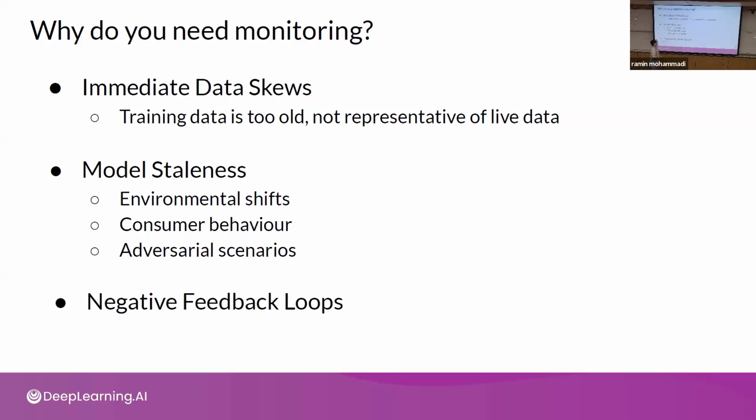The other one is model staleness. That's when there have been changes in the environment, changes in the consumer, or label changes, and the model doesn't work anymore. And negative feedback loop is the part where you want to be sure you have some sort of feedback loop from the user as part of the monitoring.